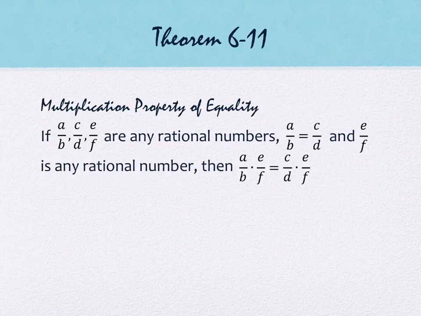Okay, the multiplication property of equality says again, a over b, c over d, e over f are rational numbers. And they're saying if a over b is equal to c over d, so two of them are equal. They probably look different, but they're equal. And e over f is just any other kind of number. That I'm allowed to multiply by e over f on both sides, to a over b and to c over d, and it leaves them unchanged.